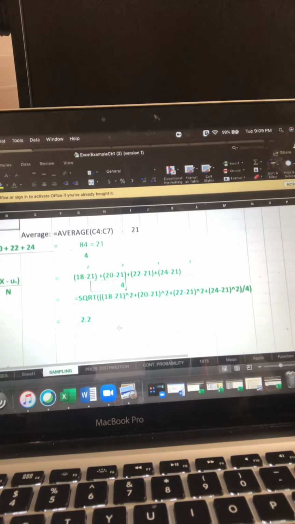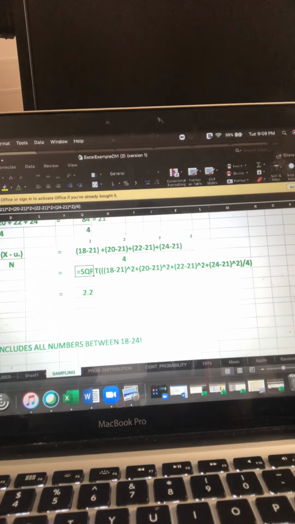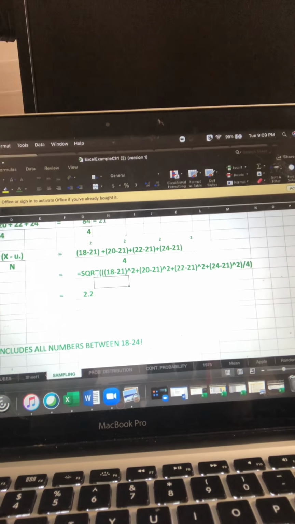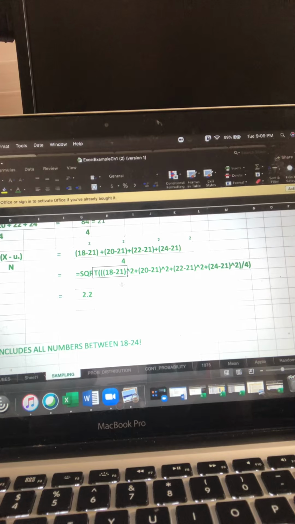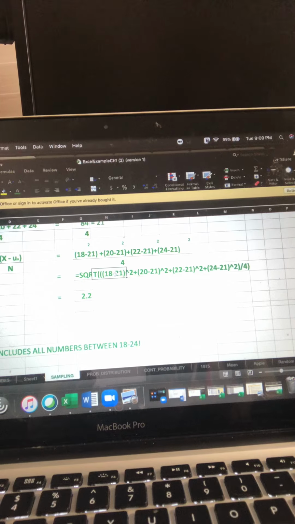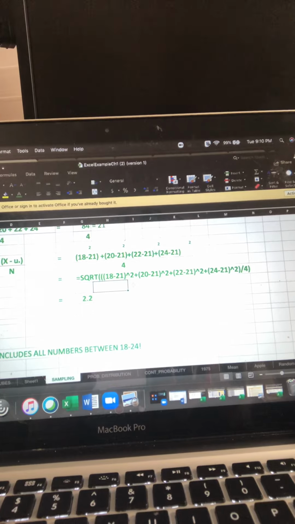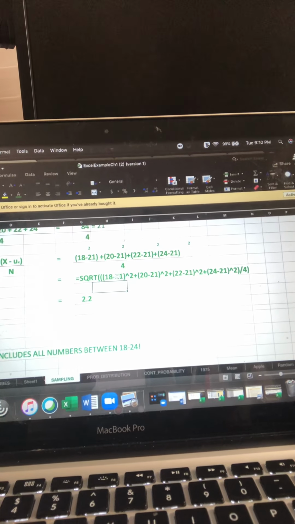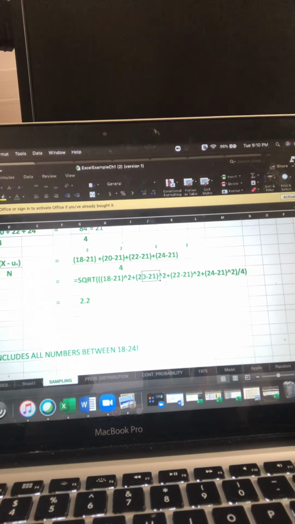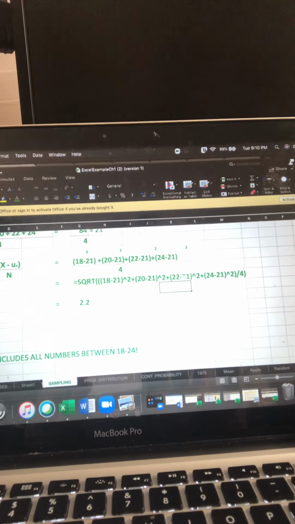Now, if you're not familiar with Excel and how to do that calculation, the way you do that is you write equals SQRT for square root, and then you're going to open parentheses, take that 18 minus 21, and to square it, you do a caret 2, and that's going to square this value right here. Then we're going to add the next segment. So 20 minus 21, we would need to, again, do the caret 2 to be able to square that value, and so on.